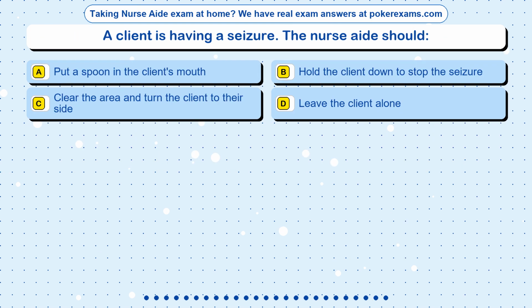Question 23. A client is having a seizure. The nurse aide should: Option A, put a spoon in the client's mouth. Option B, hold the client down to stop the seizure. Option C, clear the area and turn the client to their side. Option D, leave the client alone.